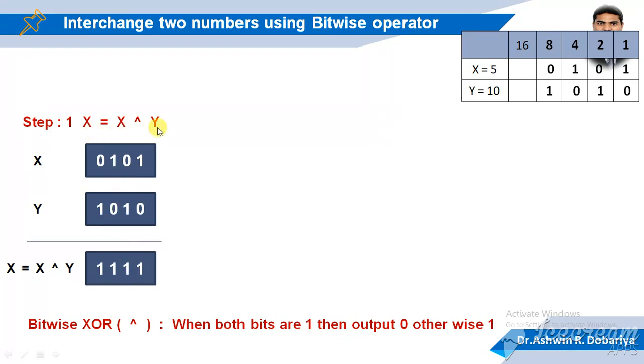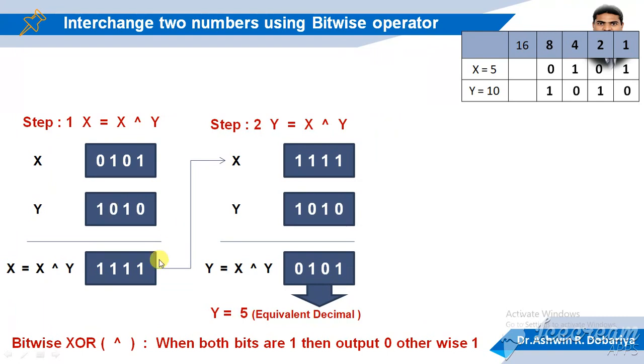So the first step is x XOR y. It converts the values into binary bits, then applies XOR, and in XOR, if both the bits are 1, then the output is 0, and if the bits differ, 0 and 1, then the output is 1. So that is the output of XOR. This is the meaning of XOR. So the first step is to perform the XOR operation on both variables x and y.